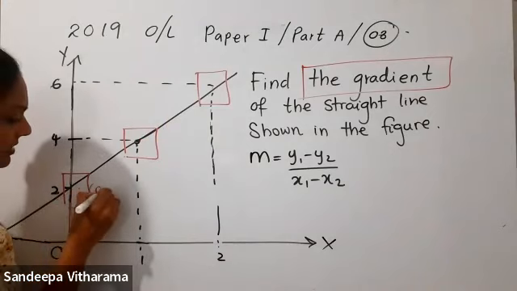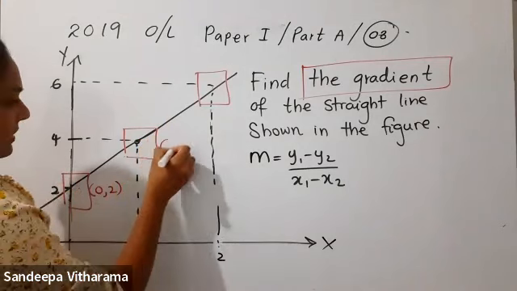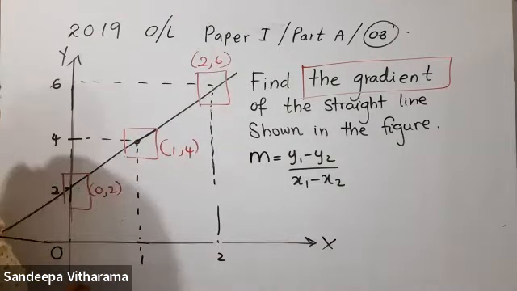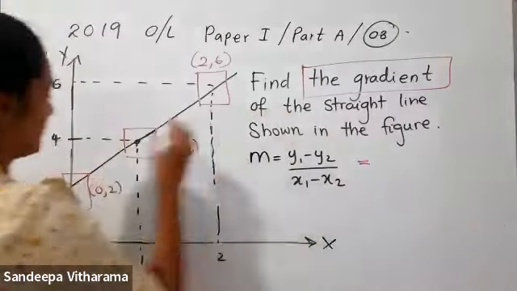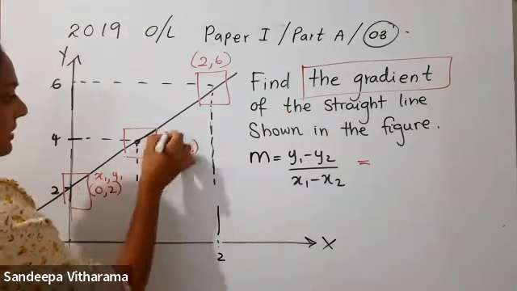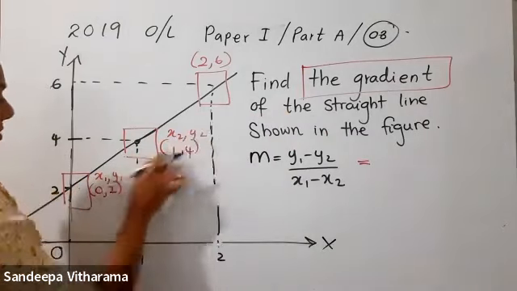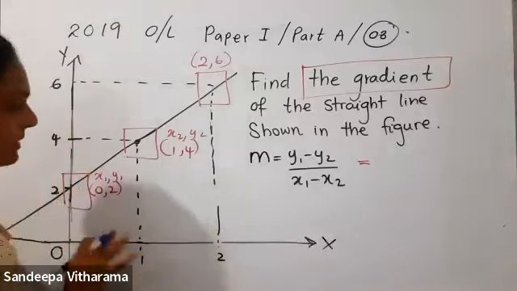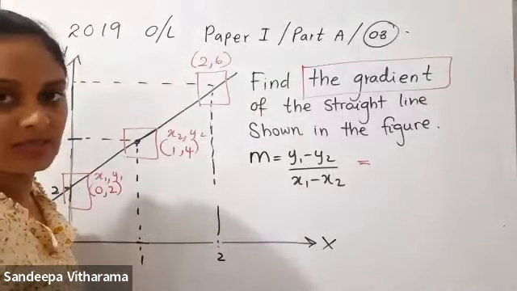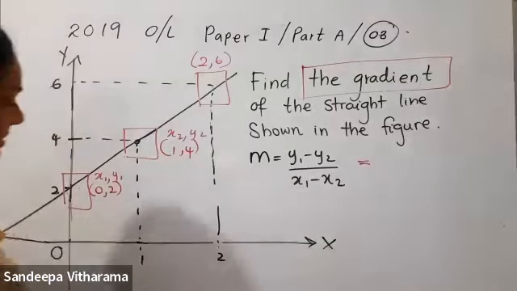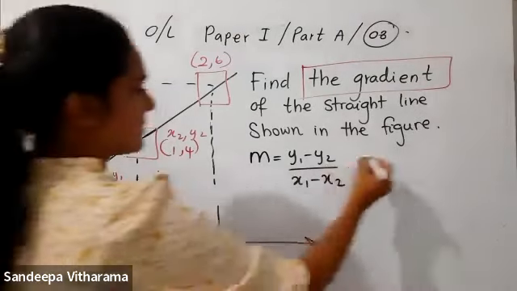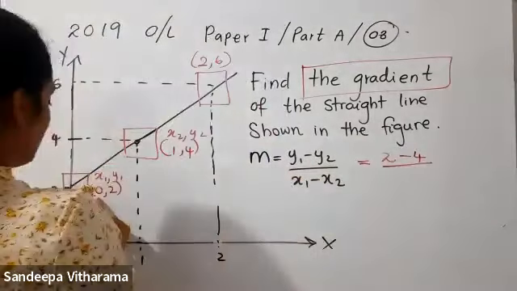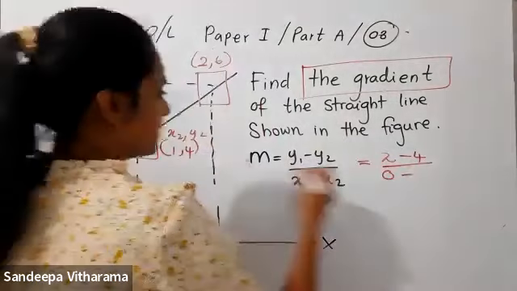Here I write 0, 2. Here it is 1, 4. Here it is 2, 6. Okay? So, x1, y1, x2, y2. I take these two. If you want, you can take these two. However, it doesn't matter which two points you consider, you will obtain the same answer. Then here y1 is what? It is 2. y2 is 4. Divide. x1 is 0. x2 is 1.